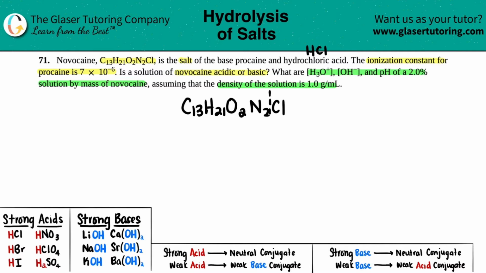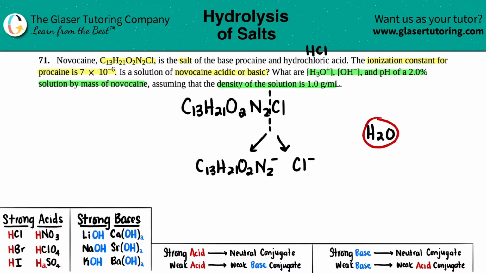So here, I would say the break is. Because if I break this up, this kind of makes sense. Cl- would be by itself, and C13H21O2N2, which I guess this would have to be procaine, with a plus sign. Now, just know that when we're dealing with solutions that are deemed acidic or basic, we always talk about aqueous solutions. And aqueous solutions just mean that we have water.